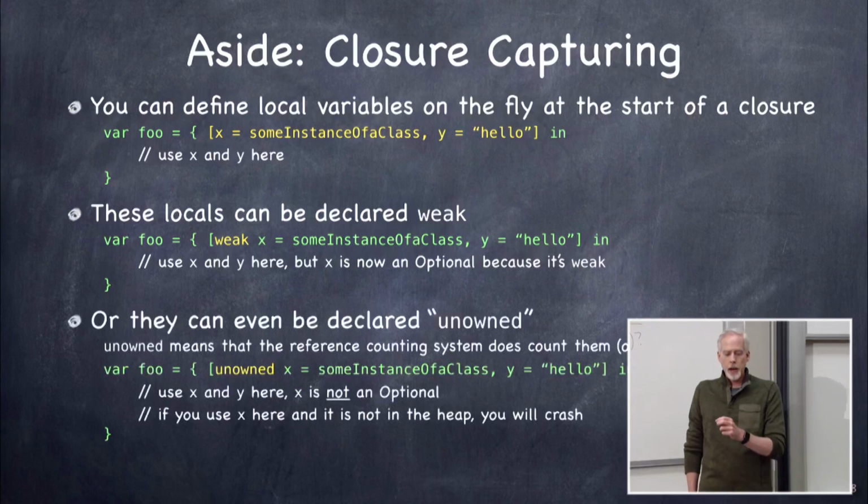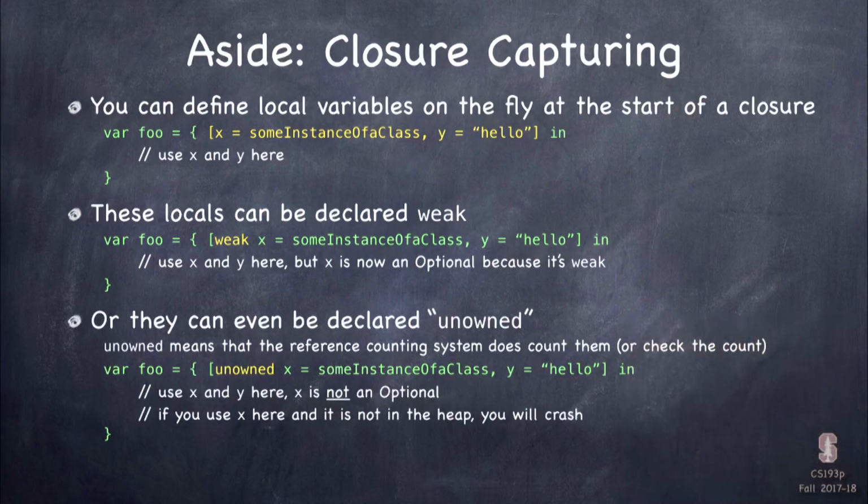I can even declare that those variables be unowned. If you remember when I was talking about memory management, unowned means it's not reference counted. It's like Swift says, okay, it's on you. If you're going to access that thing, it better be in the heap, because if it's not, you're crashing. That's basically what unowned means. So that means I can use x and y inside the closure. It's not an optional, so I don't have to worry about that. But if I use x in there and it's not in the heap, it's going to crash my app.